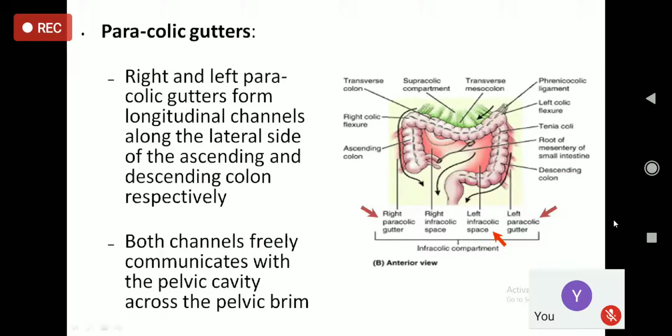The right and the left paracolic gutters form longitudinal channels along the lateral side of the ascending and the descending colon respectively. So the right paracolic gutter is on the lateral side of the ascending colon, and this is the left paracolic gutter on the side of the descending colon. Both channels freely communicate with the pelvic cavity across the pelvic rim, so that if there is any infection in that area, it can communicate to the above and below and vice versa.